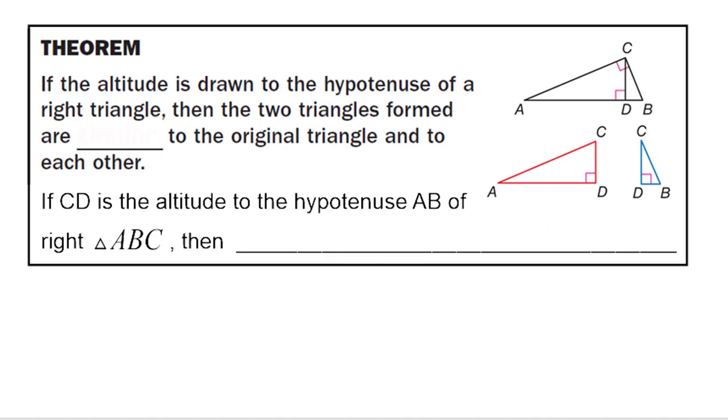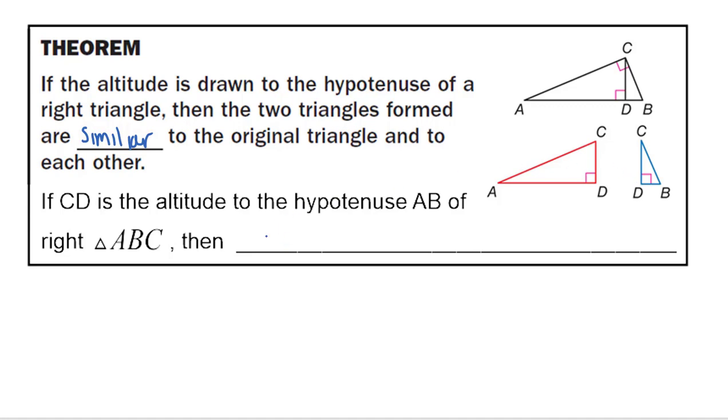Okay, we have a theorem that if the altitude is drawn to the hypotenuse of a right triangle, then the two triangles formed are similar to the original triangle and to each other. If CD is the altitude to the hypotenuse AB of a right triangle, so this big right triangle is similar to these two triangles, and also these two triangles are similar to each other.